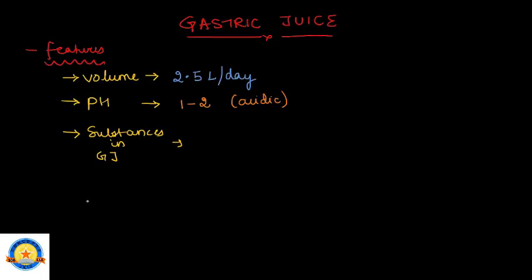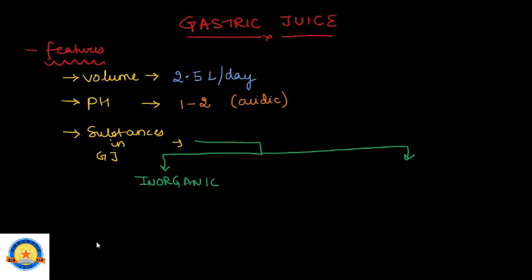Now, what are the substances? Substances are divided into two types. There are two kinds of substances. One is called inorganic, and another one is called organic. So what are the inorganic substances? The inorganic substance is just one, that is our HCl.